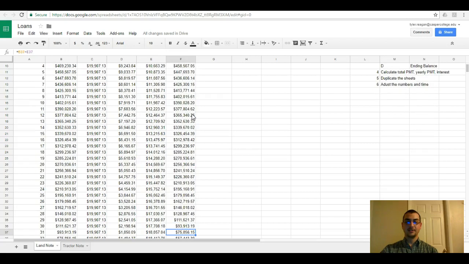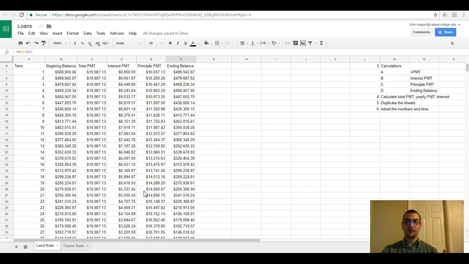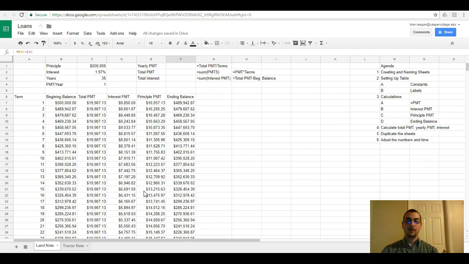So what you would like to see at the very end of that 35 years, or at the end of the payments, is that ending balance equal to 0. If that equals 0, then that means that you have done something right. That means that you have accurately calculated this amortization table, provided you have all of the formulas right. Now that you have this amortization table, you can see how many years it takes you to pay off everything, what's going on with your interest payments, your principal payments, and what's going on with your ending balance.